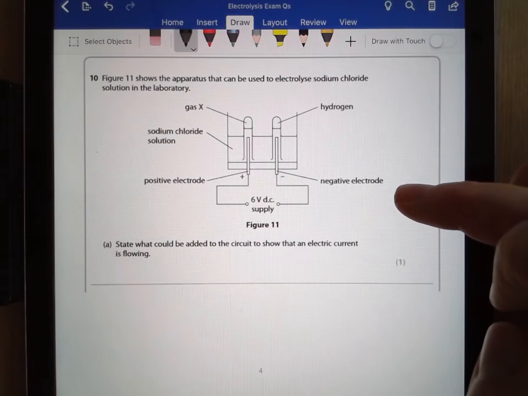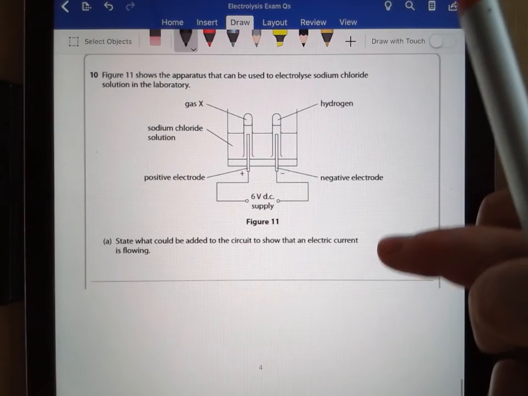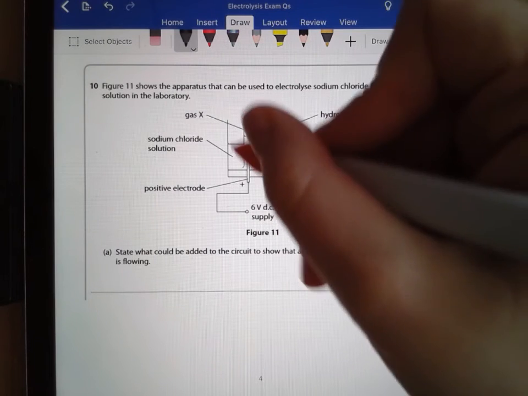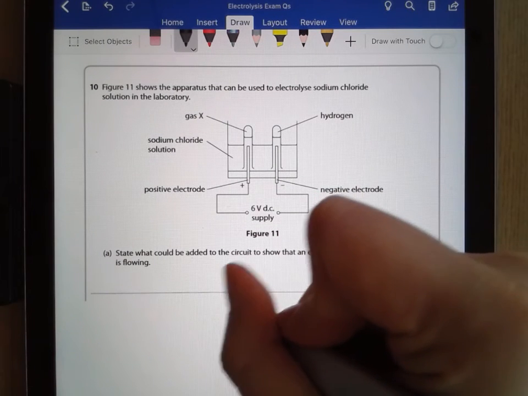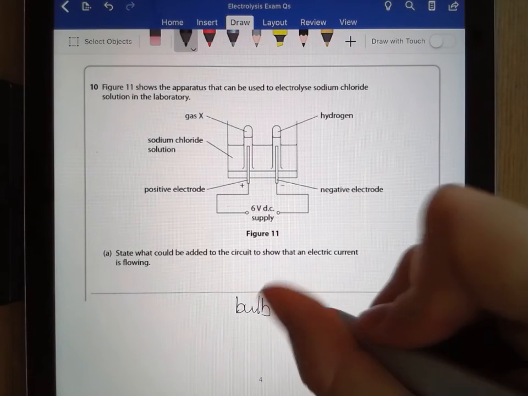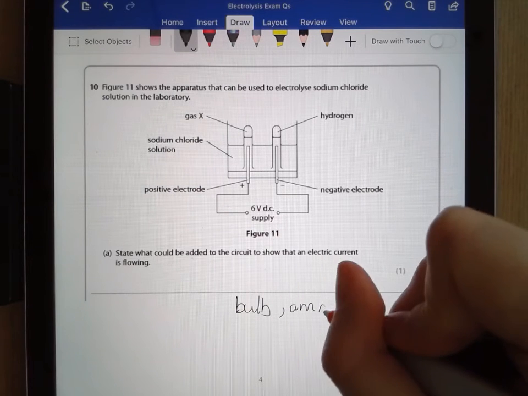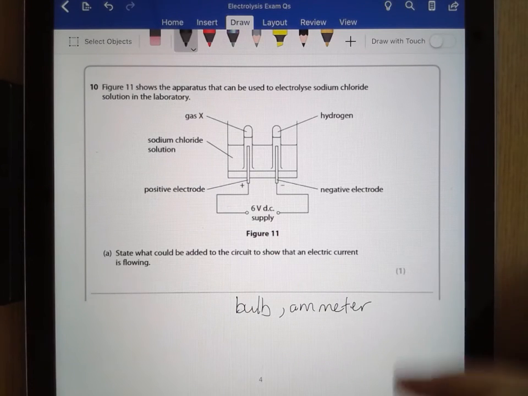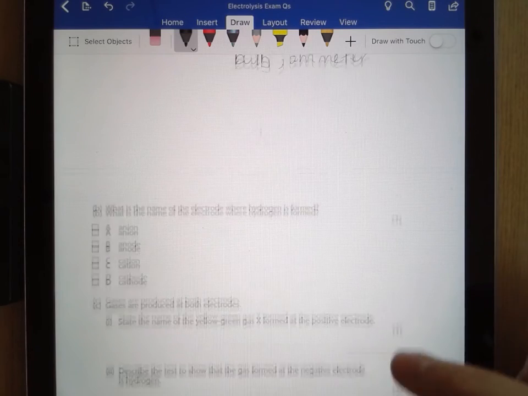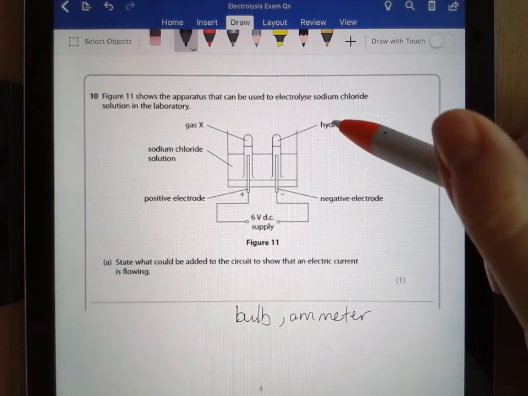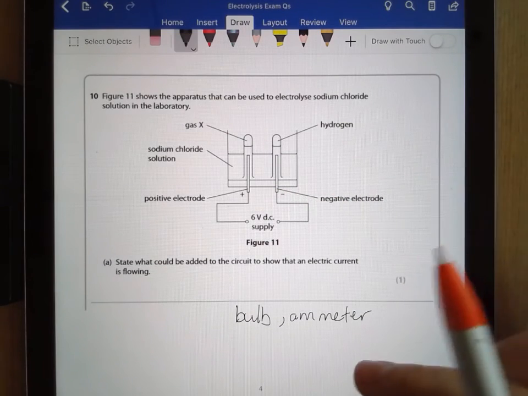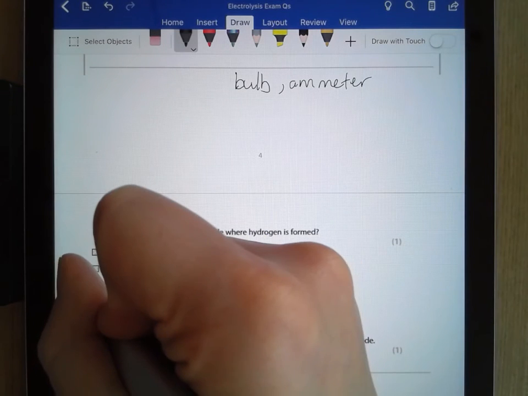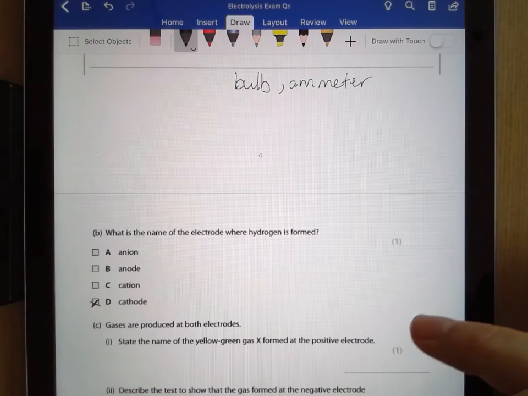State what could be added to the circuit to show that electric current is flowing. This is very similar to what we've already had. If I want to show that electric current is flowing, I can add a light bulb. The other thing you can add, again it's a physics term, is an ammeter. What is the name of the electrode where hydrogen is formed? Hydrogen is formed here at the negative electrode. I know the negative electrode is called the cathode from PANIC.